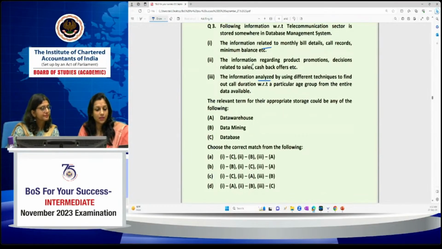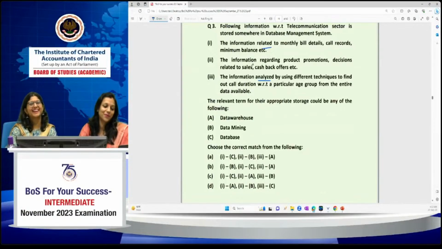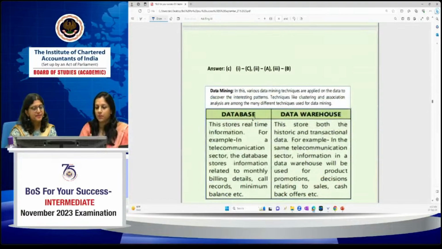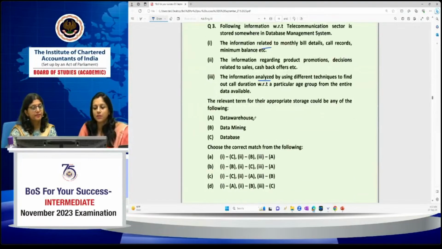So Ankit, again, you deserve an e-chocolate over here. Very well done. The answer is right. Option number C. Option C says data warehouse, data mining, and database. If I go with the first, that relates to monthly bill details, call records, minimum balance. So this is basically the definition of the database. Then we have the information regarding product promotion, cashback, and sales.